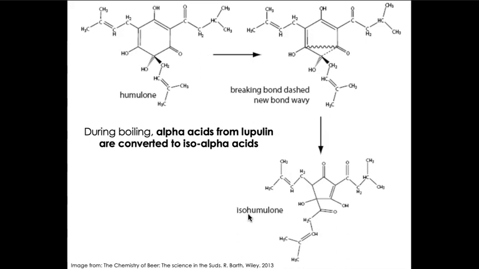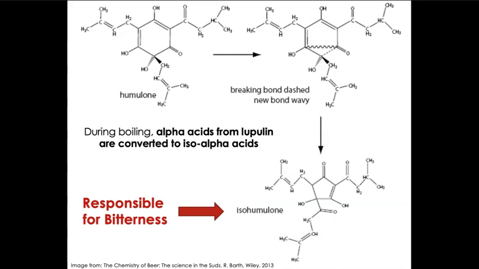During boiling, those bitter acids, those alpha acids from lupulin, are converted into isoalpha acids. Here we have the most common alpha acid that is present in lupulin, humulone. During boiling, the heat breaks a bond, and the bond that is being broken is this dashed bond that we see here. And a new bond is formed between this point and this point, shown here as a wave. So this is exactly what is happening during boiling. And then the end result is a molecule called isohumulone, which is responsible for bitterness in our beer.